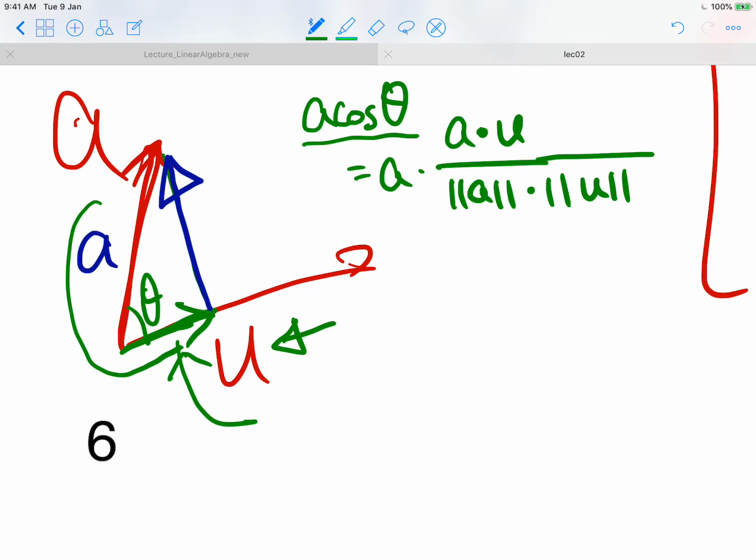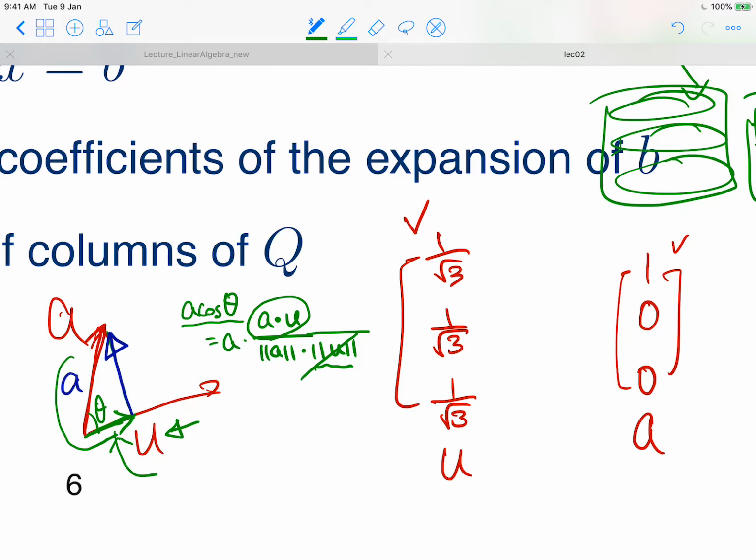And then if we are given U as a unit vector having unit length, then this part will be gone because it will be 1, right? Then we can just first compute the inner product with this guy. What is the inner product between A and U? It is just the inner product between these three elements, and this has 1 over square root 3.